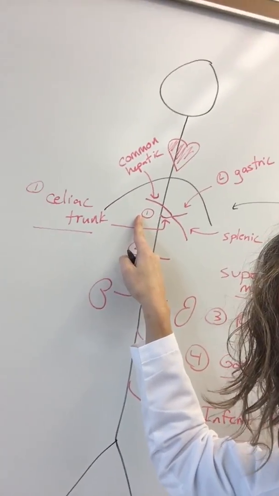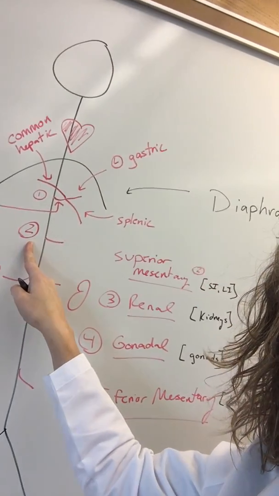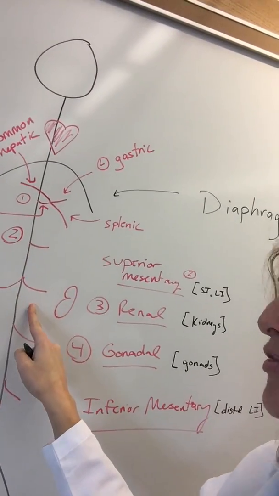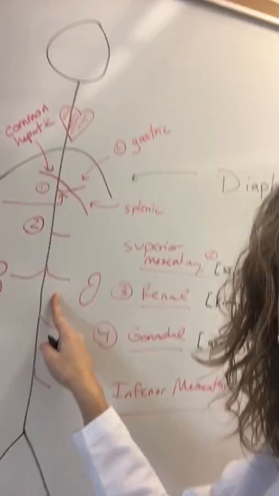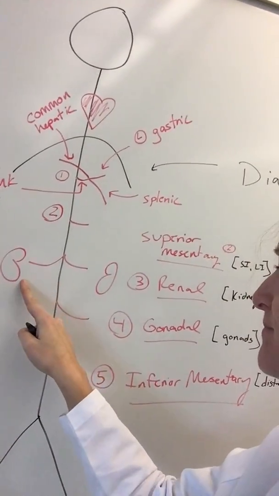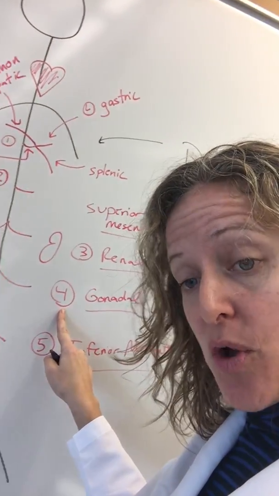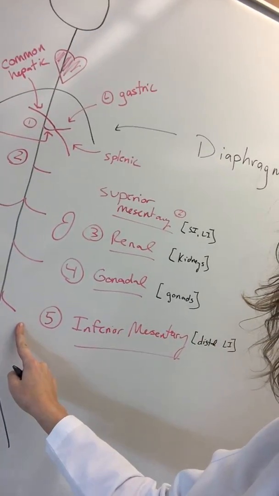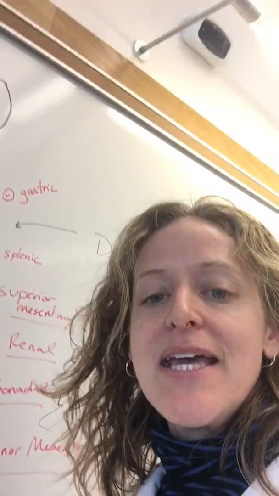Just memorize it in order. Highest branch, celiac trunk. The next branch down is the superior mesenteric artery. The third branch down is the renal. You'll know it's renal because it's going to the kidneys, like my little kidneys there. The fourth branch down is the gonadal, going toward the gonads. And the most inferior branch is going to be the inferior mesenteric artery. So memorize them in order.